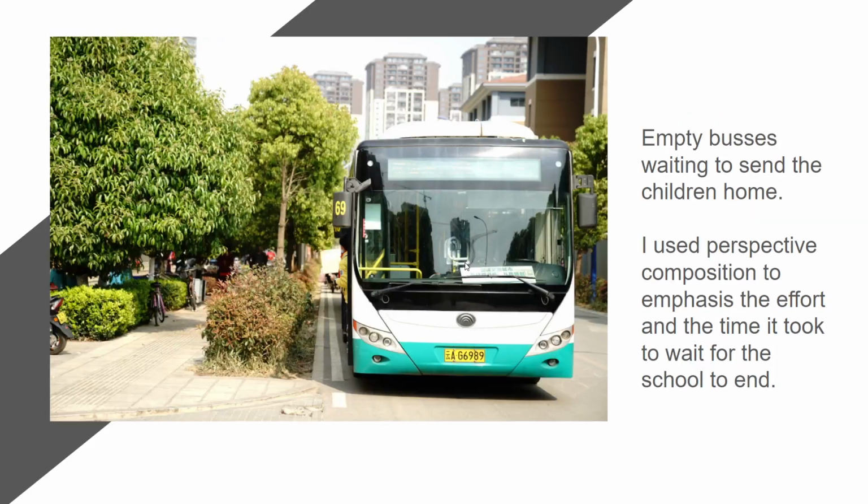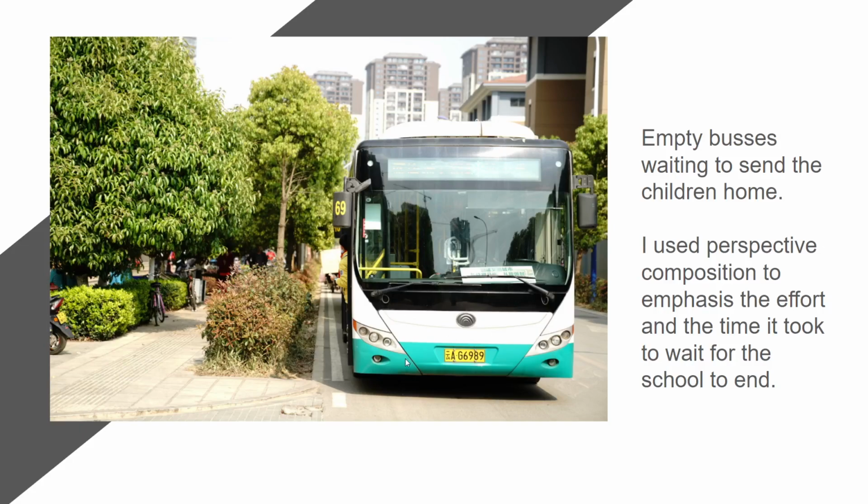I'll explain this later. So as you can see, here are empty buses waiting to send the children home, exactly like its name. So I used 1 point perspective as well. You can see the line going through the middle, and I chose this image because out of all the images, this is the one where there's a student who's popping out, so you can see, oh, this is actually a school bus. It's not exactly a school bus, but this bus actually works like a school bus.